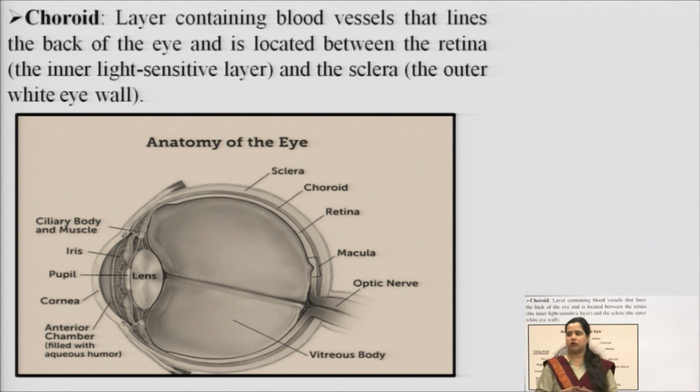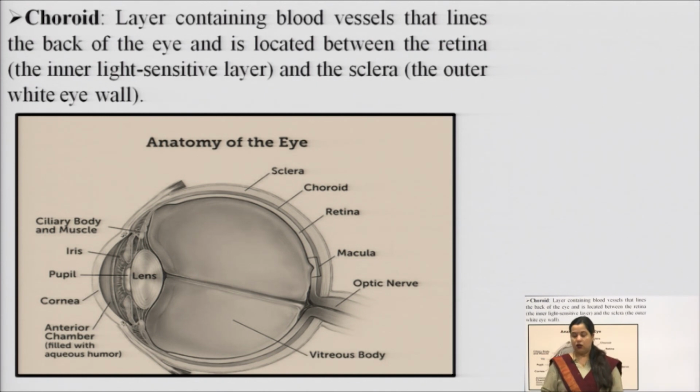This is known as the anterior part and this is known as the posterior part. In the anterior compartment we have the ciliary bodies, iris, pupil, cornea and aqueous humor chamber, whereas in the posterior part we have sclera, choroid, retina, macula, optic nerve and vitreous body.